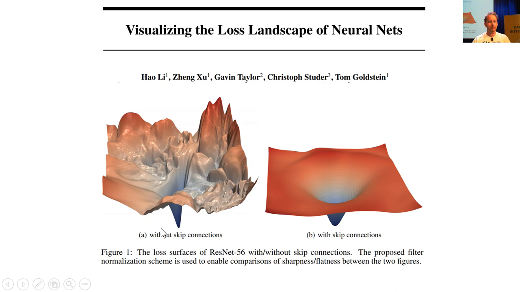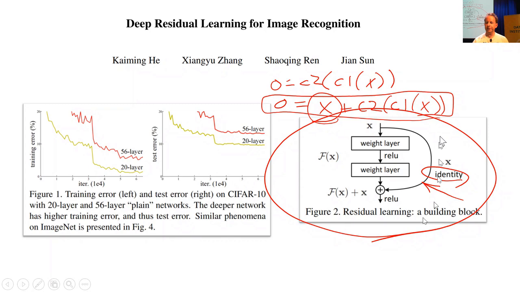Here's what happens if you draw a picture where X and Y here are two projections of the weight space, and Z is the loss. And so as you move through the weight space, a 56-layer neural network without skip connections is very, very bumpy. And that's why this got nowhere, because it just got stuck in all these hills and valleys. The exact same network with identity connections, with skip connections, has this loss landscape.